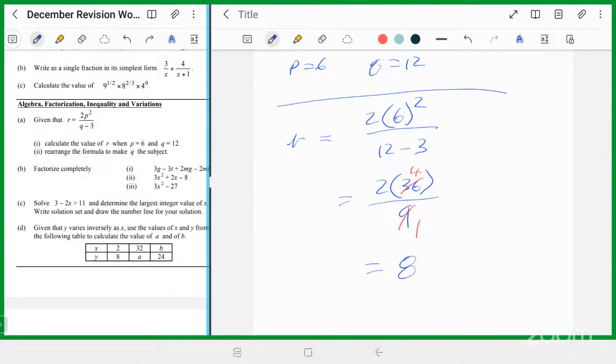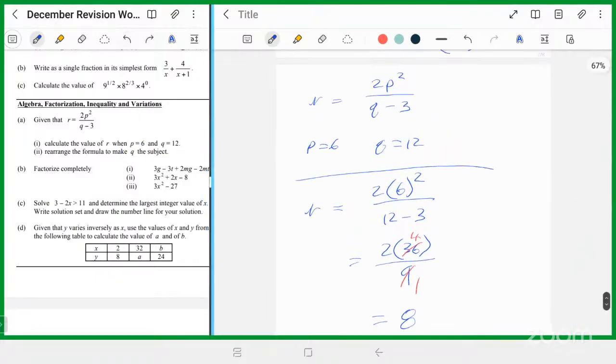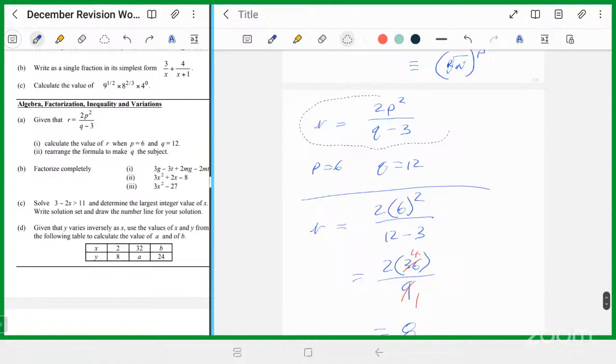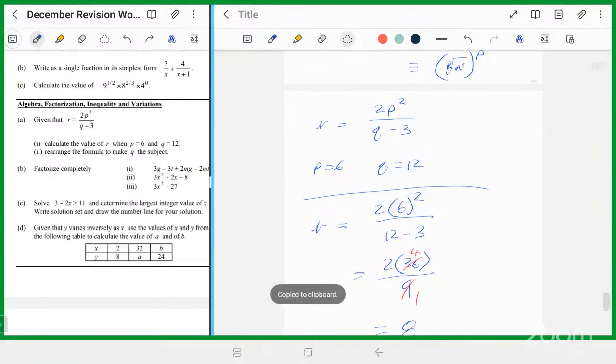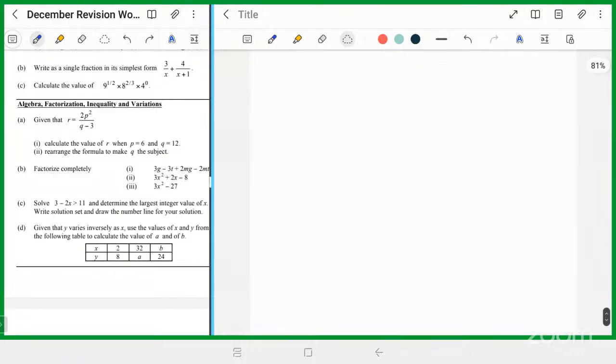They want us to make Q the subject. So let's look at it again. I'm going to copy it down again and transpose to make Q the subject. Let's keep it simple. We want this thing to be the subject. As a first step, trying to isolate the Q, we take all of this denominator and multiply it up here, and take this R and divide it under here.